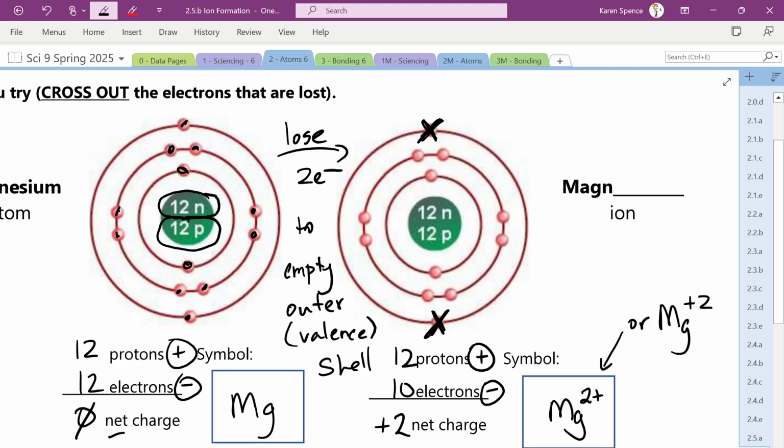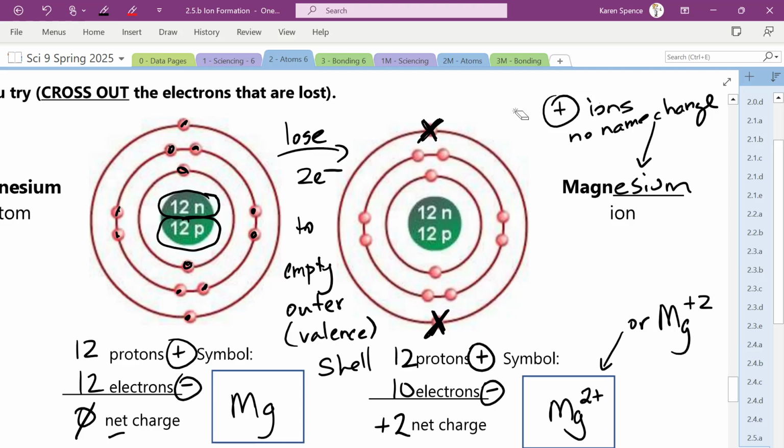And you remember how the anions changed to "ide"? For these ones, there is positive ions, no name change. They are just magnesium. It's a magnesium atom, it's a magnesium ion. No change to the name. What do we call positive ions? Cations. Remember, cats have paws. So cations are positive.